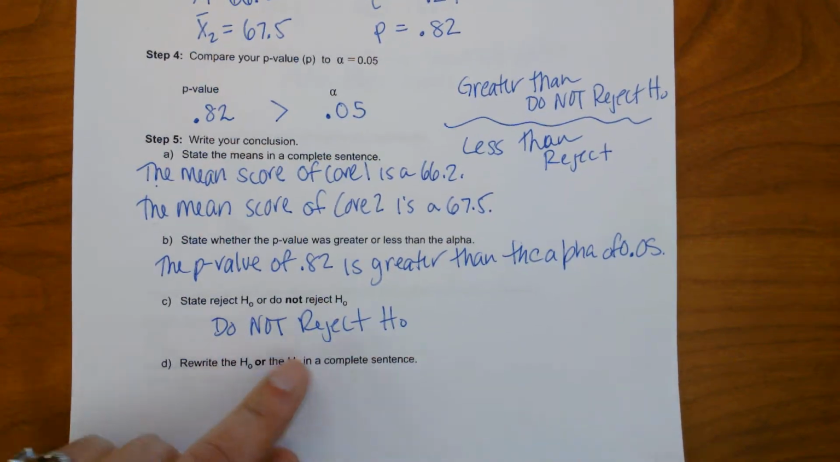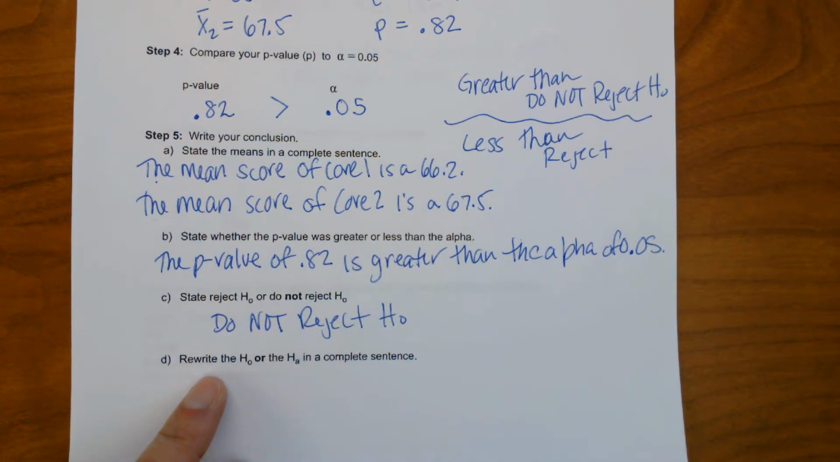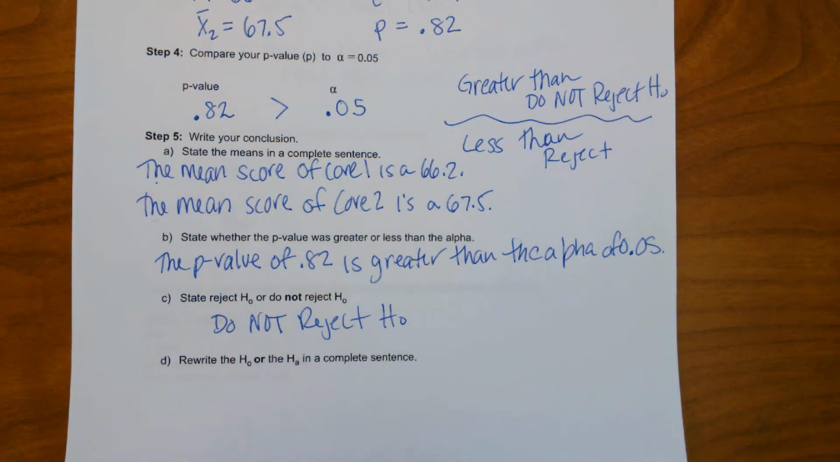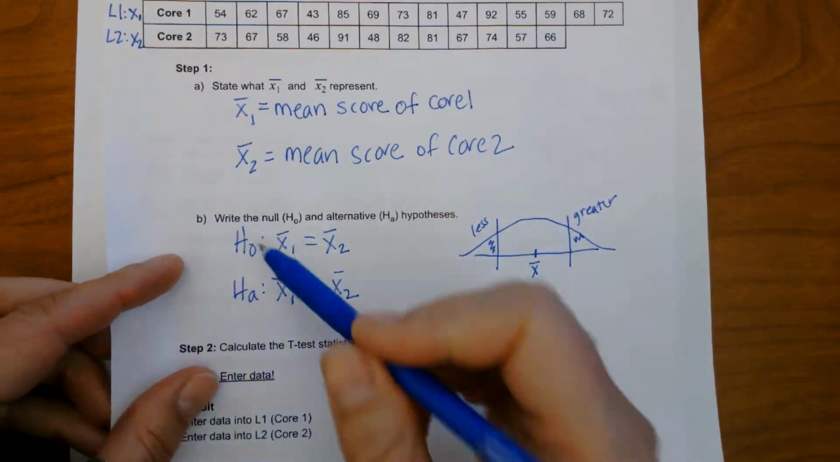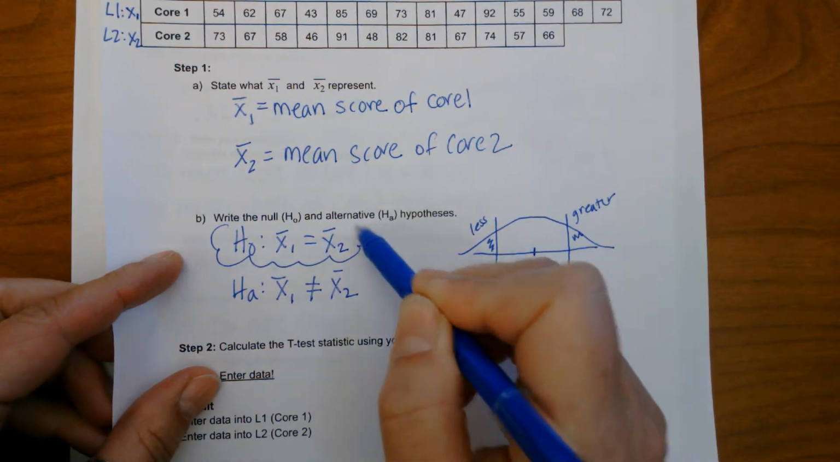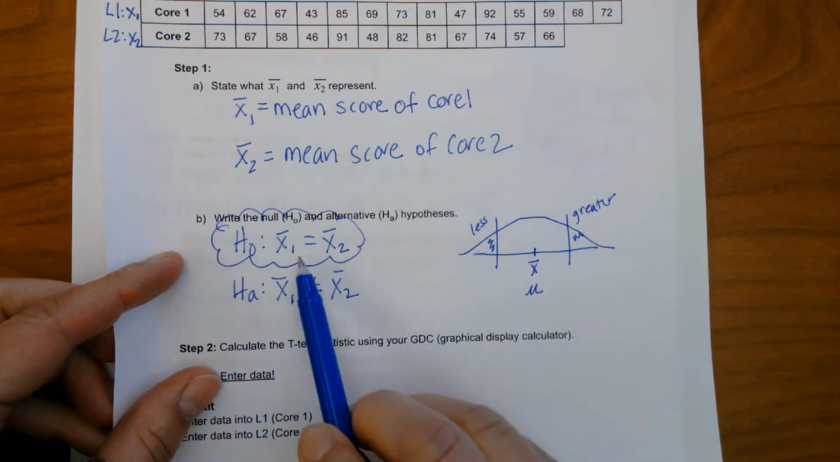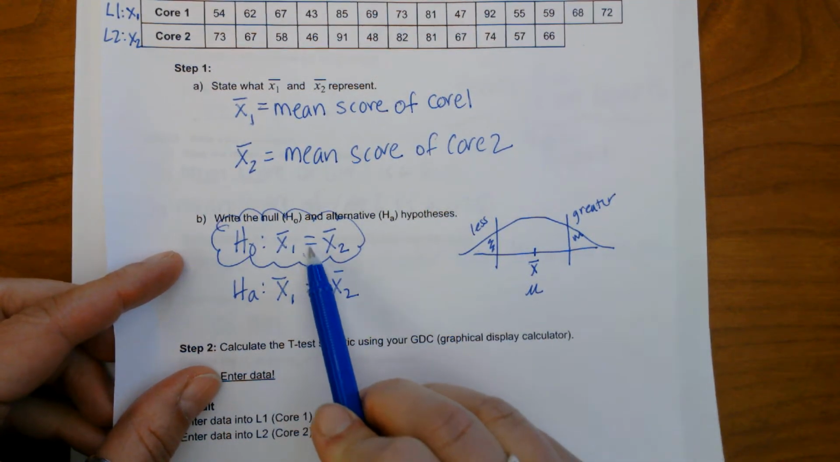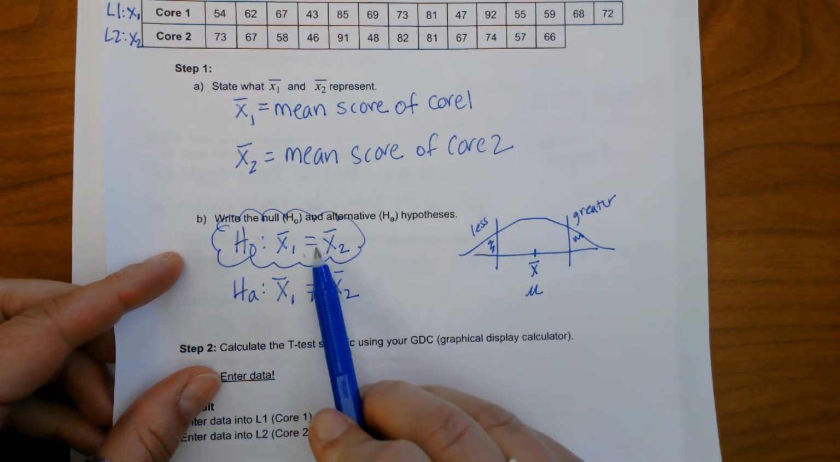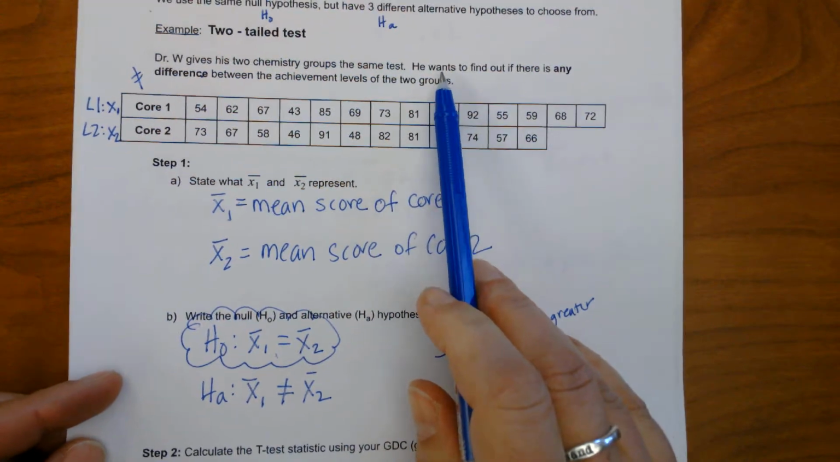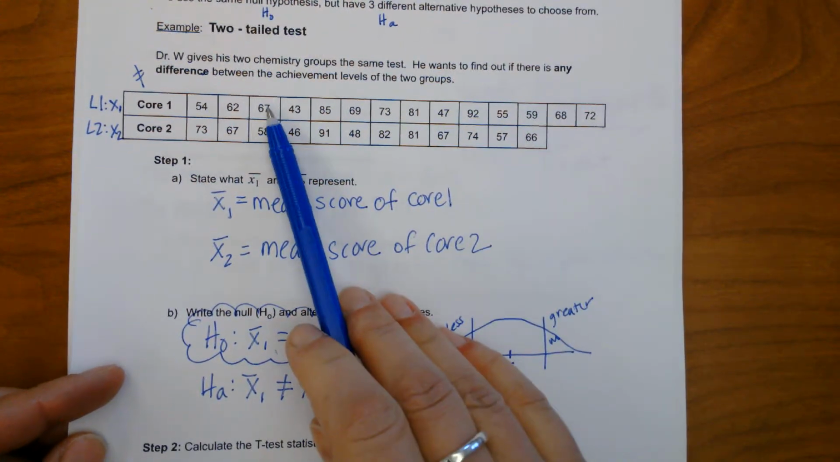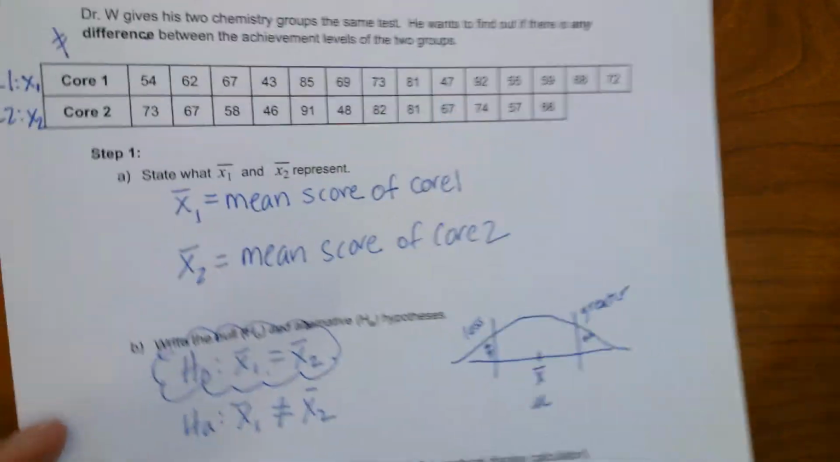Since we do not reject H0, we have to rewrite either the H0 or the HA. So we do not reject H0. So we're going to go back here. We are not going to reject this one right here. So since we are not going to reject this one, what does that mean? That means that they were equal, they were the same. So what did he want to do? He wants to find out if there is any difference. So was there? No, there was no difference.